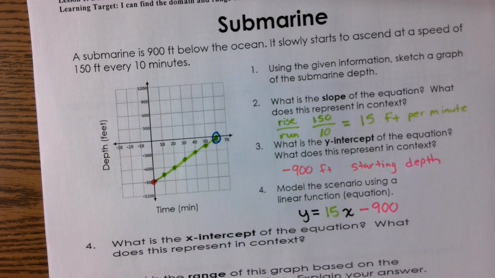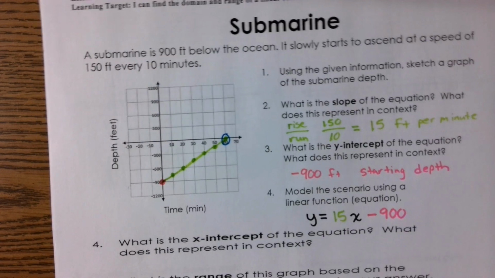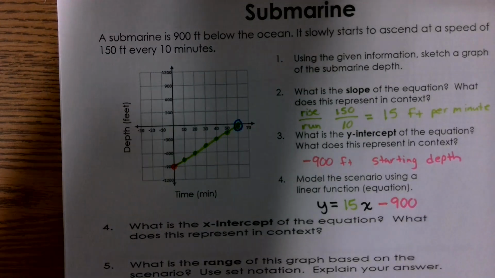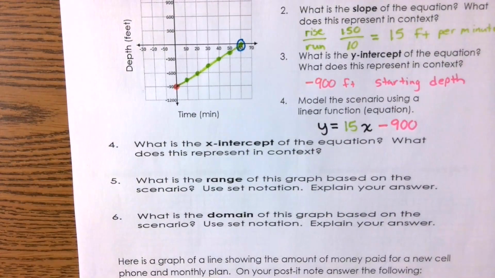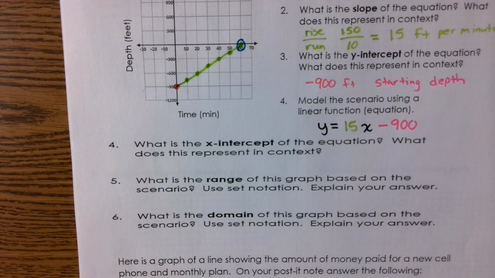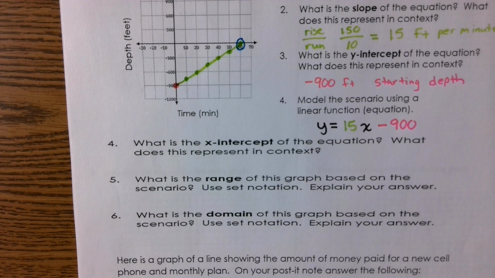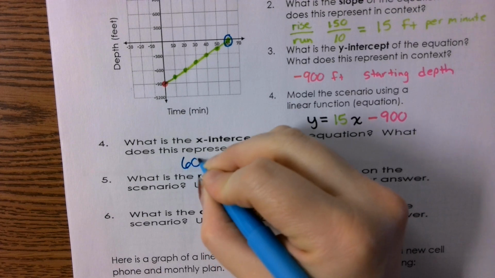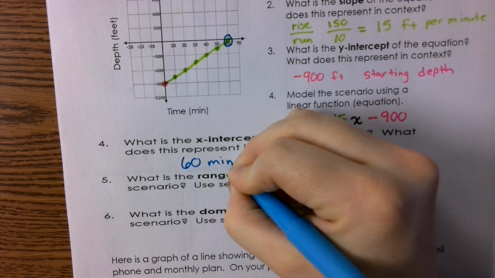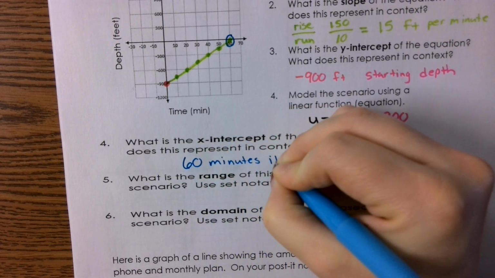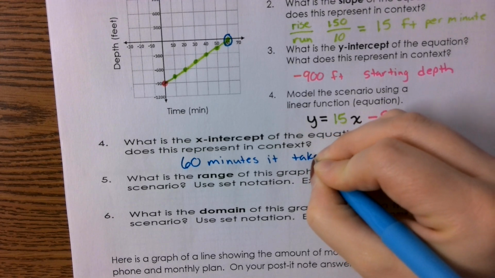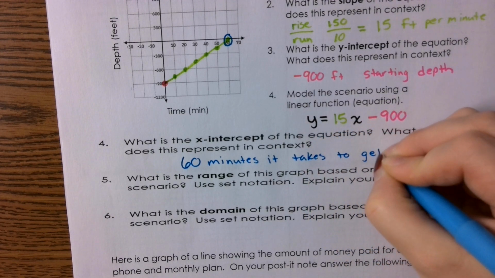All right. So what is the x-intercept? I know we just discussed the y-intercept, but now what does that make our x-intercept? Mason? 60 what? 60 minutes to get to sea level, right? It's going to be 60, which represents the minutes it takes to get to sea level.